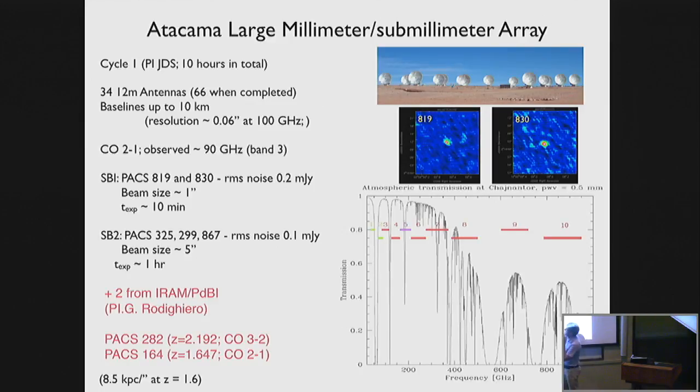We get CO 2-1 in band 3, so CO 2-1 is at 230 gigahertz, redshifted to about 90 gigahertz. Two sources came back with a beam of a few arcseconds, the other three were more about 5 arcseconds. So we only wanted to measure a total CO. Two of them came back at higher resolution. We actually did resolve them, and so here are the two. It was really nice that they came.